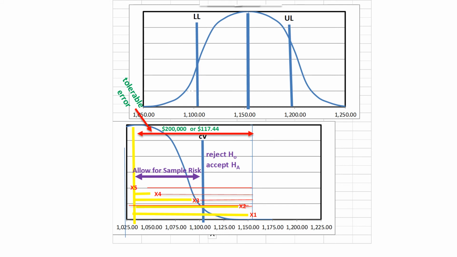Okay. X5 may be greater than 1036, but it's not very much greater. It's not very persuasive. X4 is greater than 1036, but it's not very persuasive. X3, oh, we're getting close. Is it persuasive? I don't know, not quite. X2, yes, that's persuasive evidence.